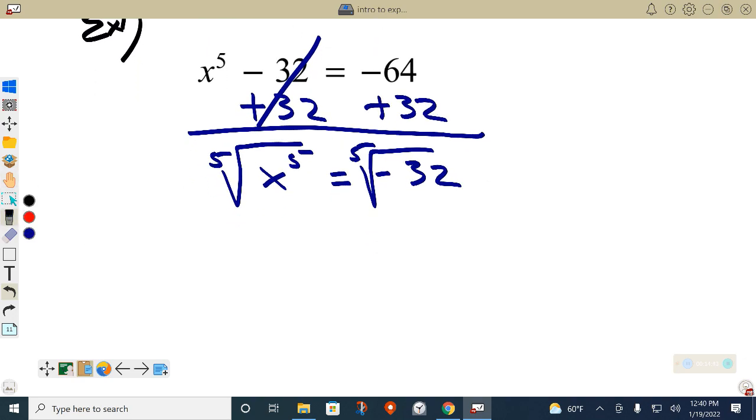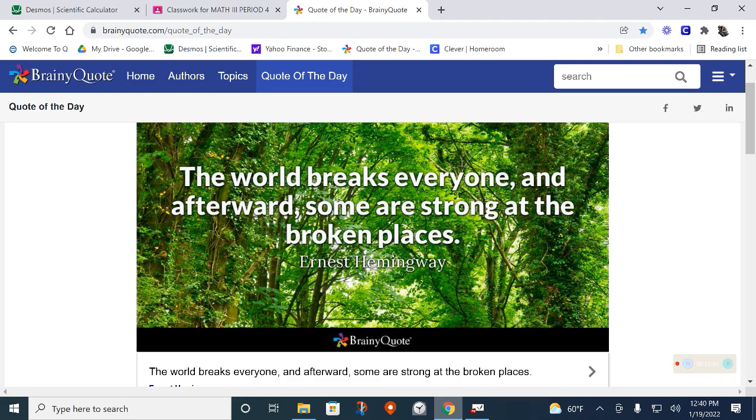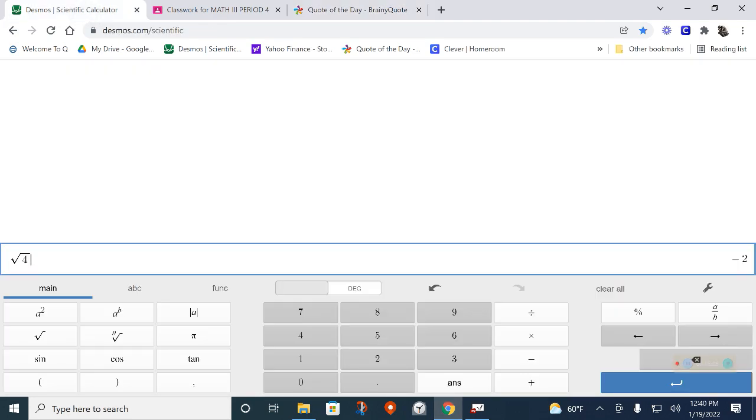Watch this. The fifth exponent and the fifth root cancel each other out. I got x by itself. And on the right side, I got the fifth root of negative 32. I'm bad at mental math. Remember, I told you I was a philosophy major, so I can't do quick mathematical computation. I'm going to rely on my calculator.